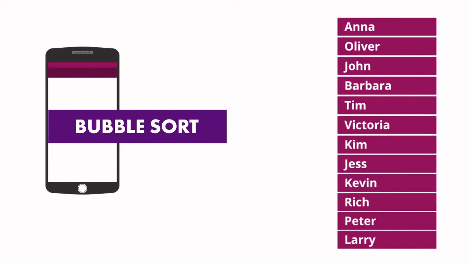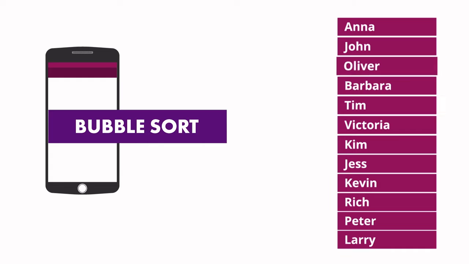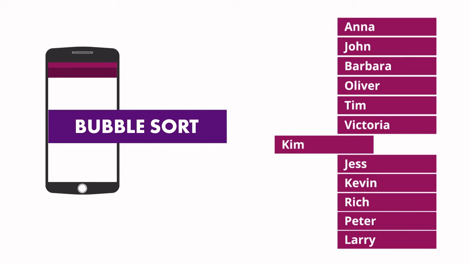We start by looking at the first pair of names, Anna and Oliver. Anna comes before Oliver in the alphabet, so they're already in the right order and there's no need to swap them over. We then look at the next pair, Oliver and John. These are in the wrong order, so we need to swap them over. Now we can look at the next pair, which is Oliver and Barbara. Again, they're in the wrong order, so we swap them over.